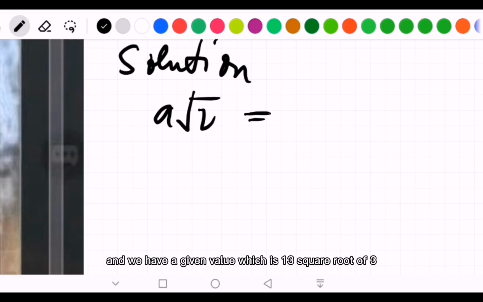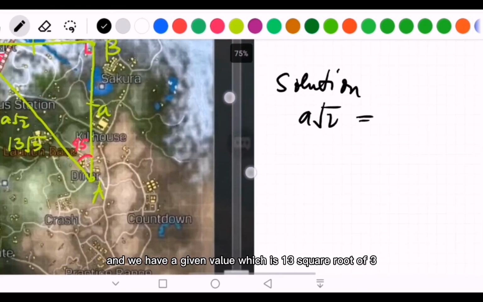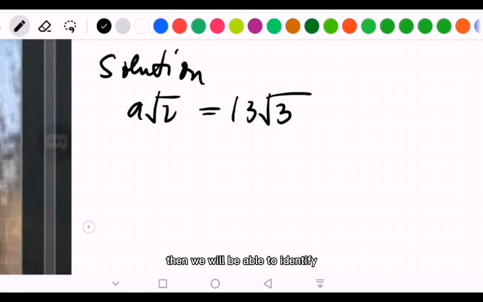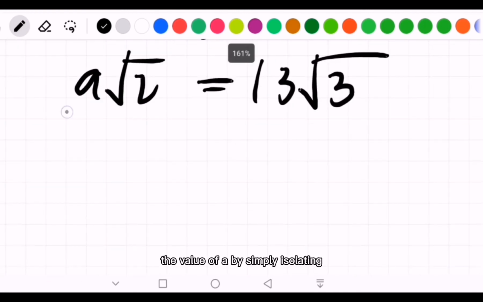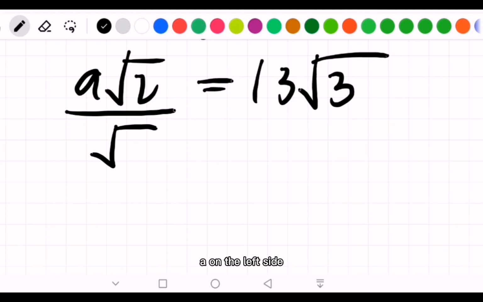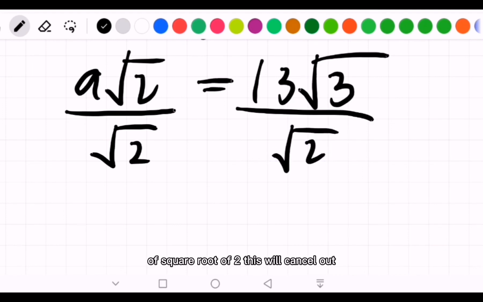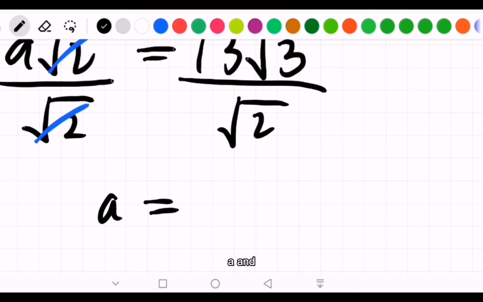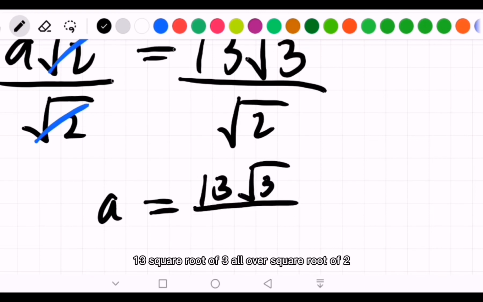and we have a given value which is 13 square root of 3, then we'll be able to identify the value of a by simply isolating a on the left side by division of both sides by square root of 2. This will cancel out, and as you can see, that is a, and our answer is 13 square root of 3 all over square root of 2.